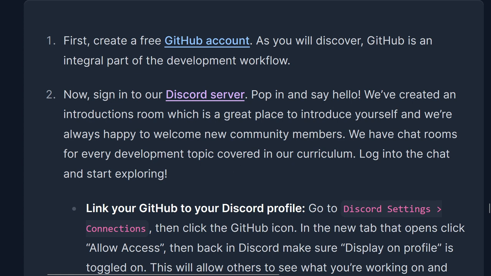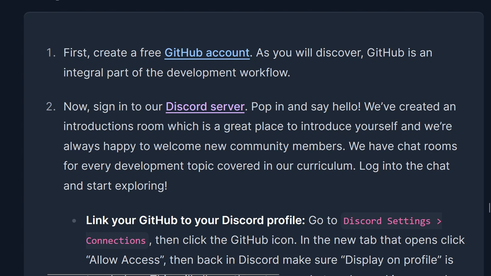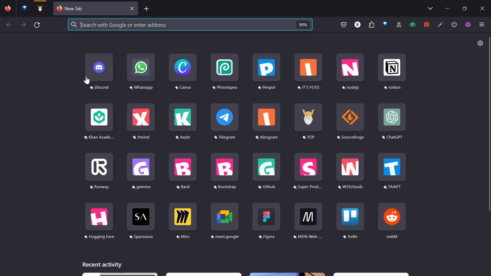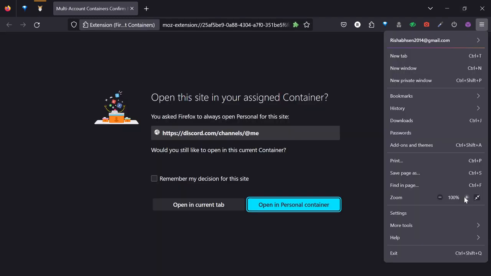We have chat rooms for every development topic covered in our curriculum. Log into the chat room and start exploring. So I already have joined their Discord server, but I'll open it anyway. Where is Discord? It's here. Let me zoom. Okay, open in, I guess it was in learning container. Okay, I have opened the same thing in both of my containers. So whichever opens first, I'll go with this one. So it's okay. Yeah, it is in learning container.